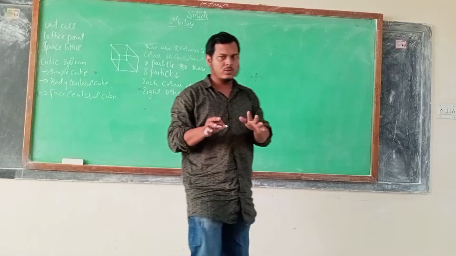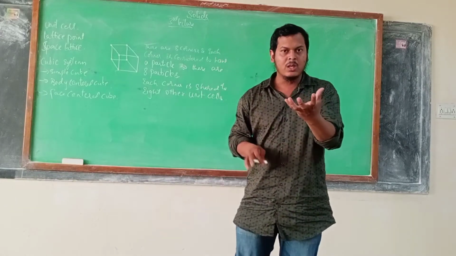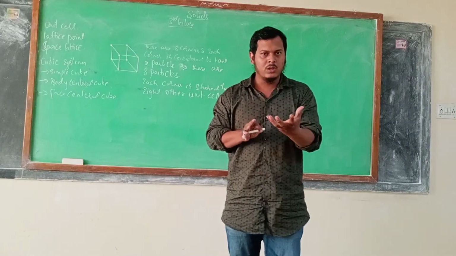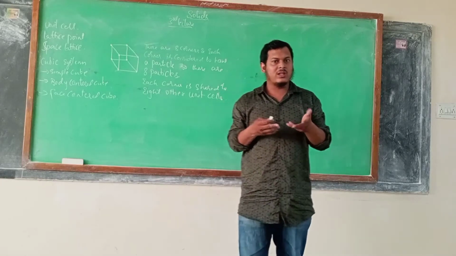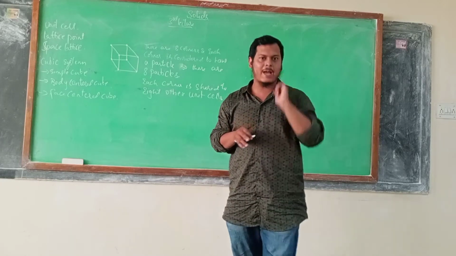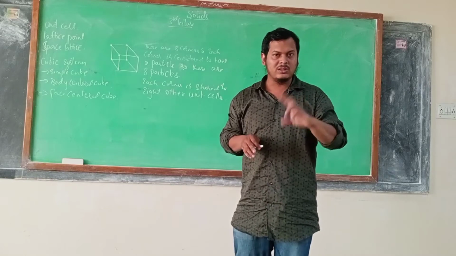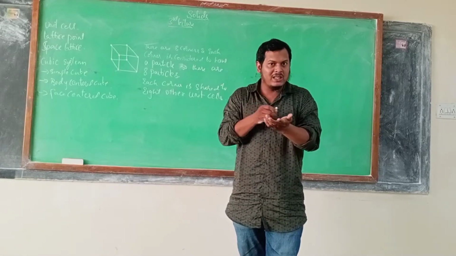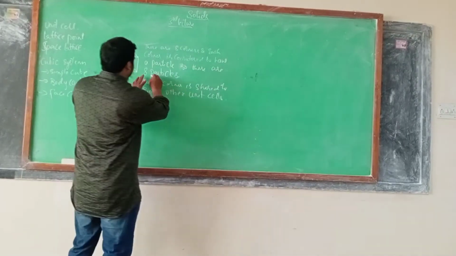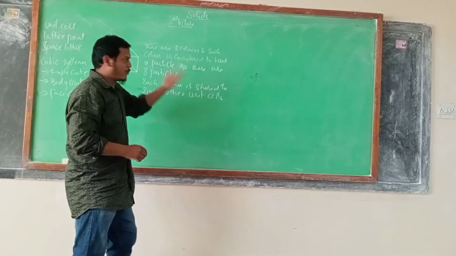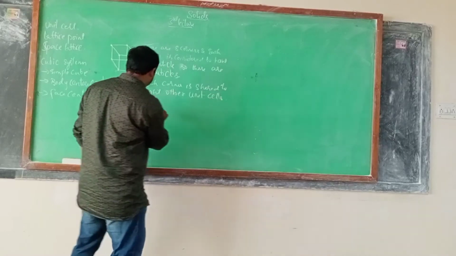For example, I have an apple and 8 people are there. For me, how much do I get? There are 8 people and 1 apple. Then I will get 1 by 8 of that apple. Correct? Similarly, we do the calculation. There are 8 corners, so 8 particles. So I will write.